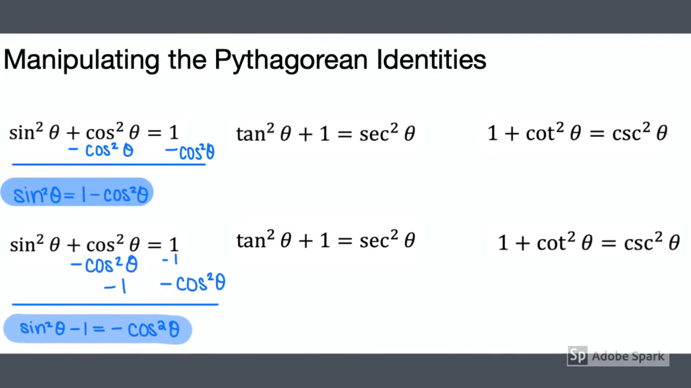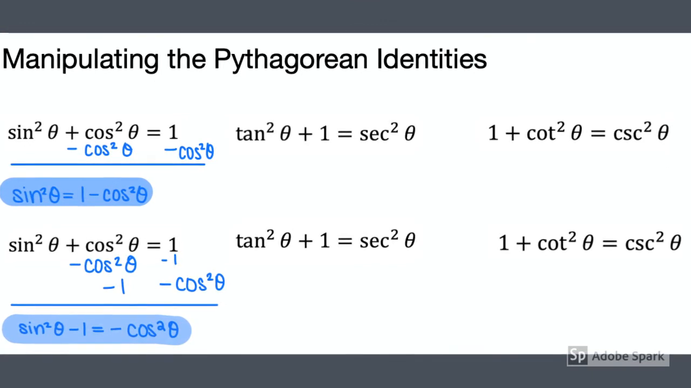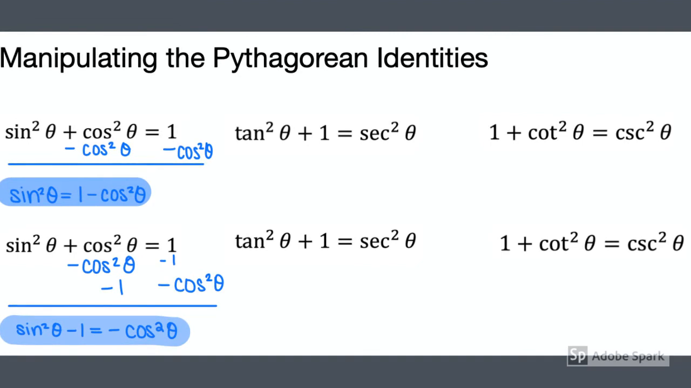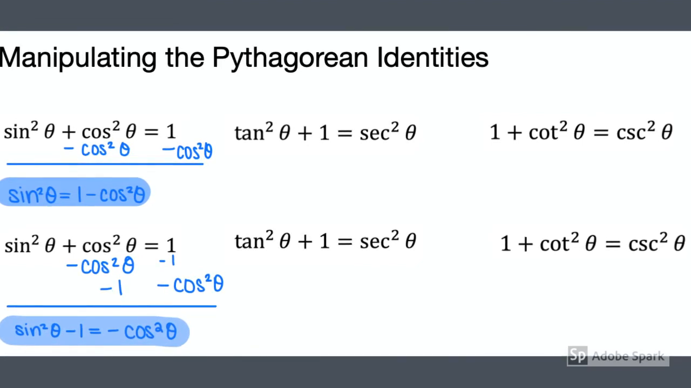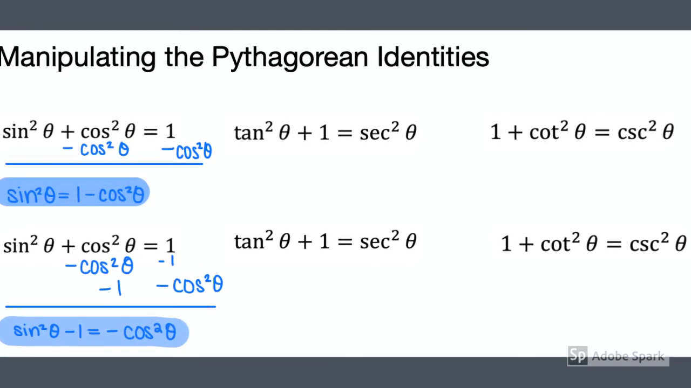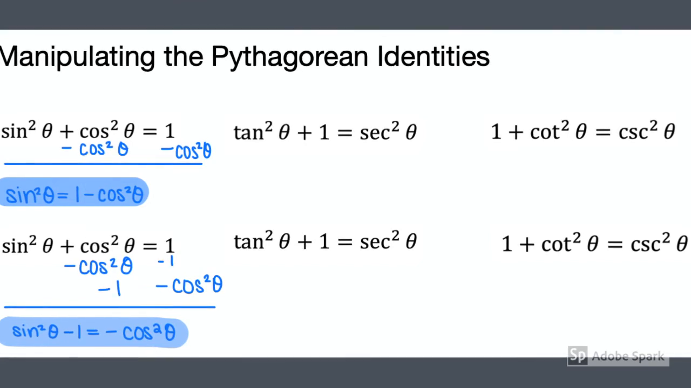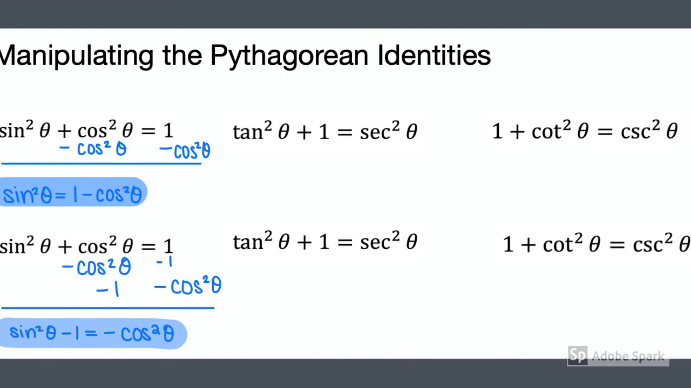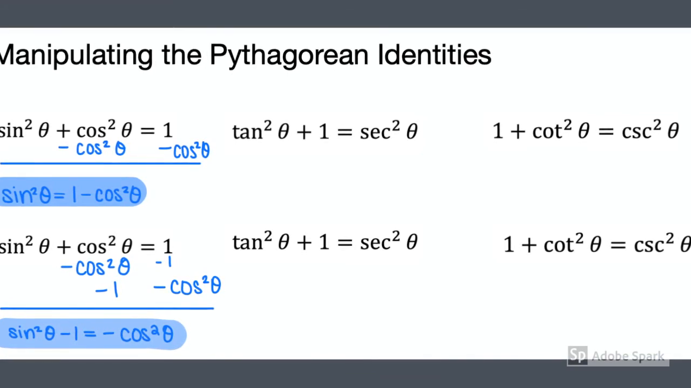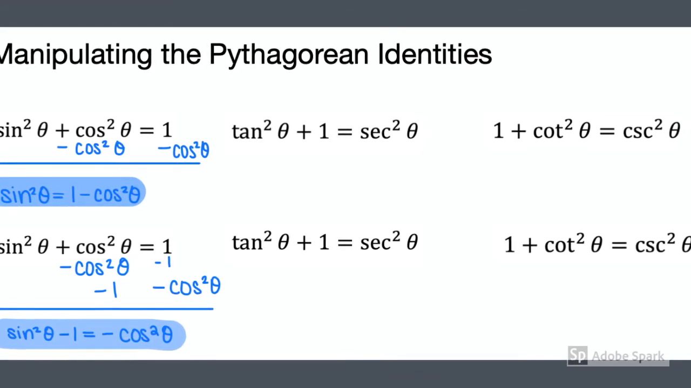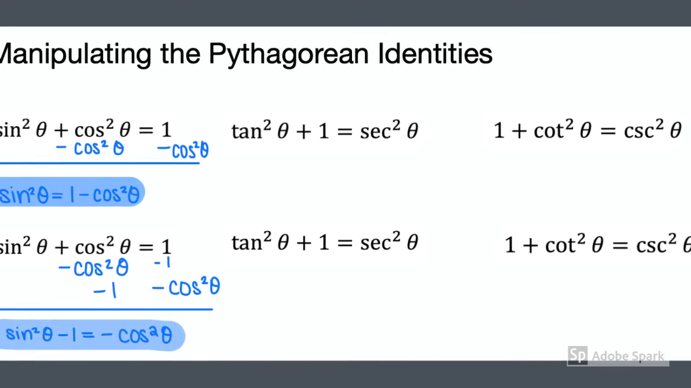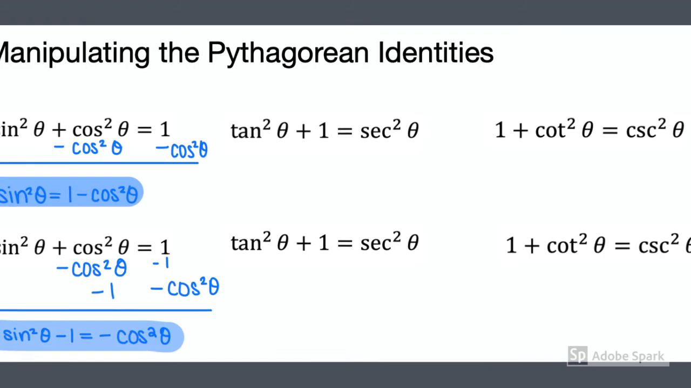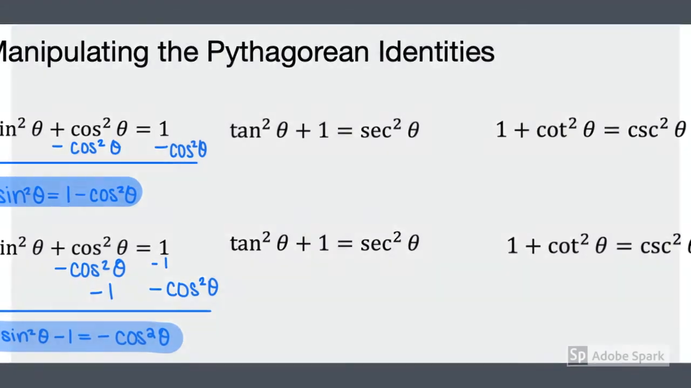In the top one, I subtracted cosine squared on both sides, so the identity became sine squared theta equals 1 minus cosine squared theta. In the bottom one, I subtracted 1 on both sides and cosine squared on both sides, so that the identity became sine squared minus 1 equals negative cosine squared. So basically, anytime you see a sine squared, a cosine squared, and a 1 hanging out in an equation together, you want to be suspicious that it might be a rearrangement of the Pythagorean identity.